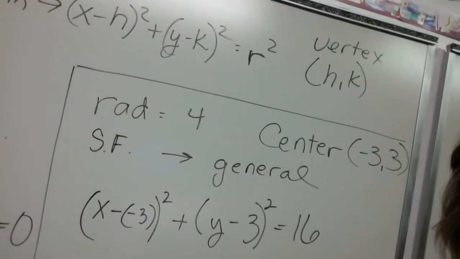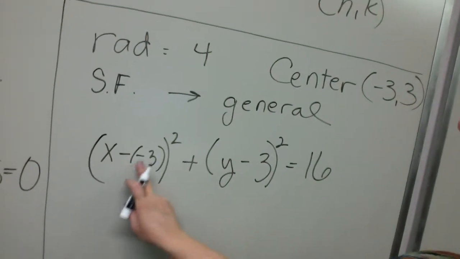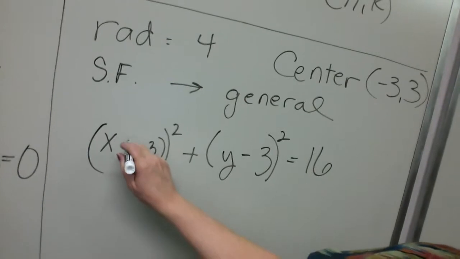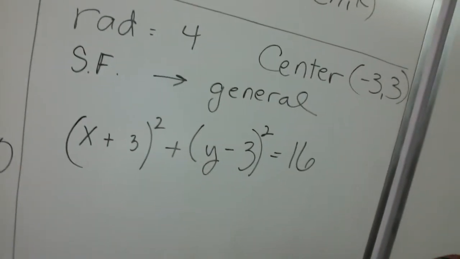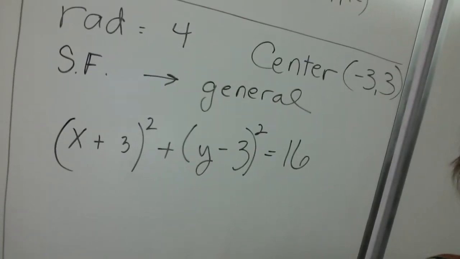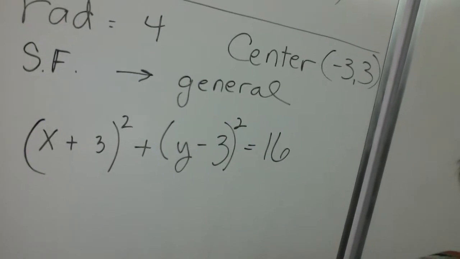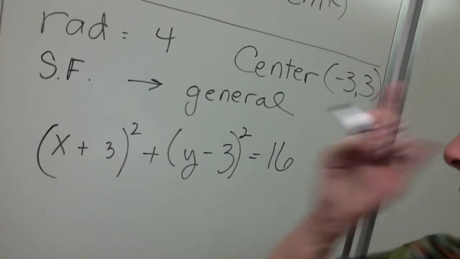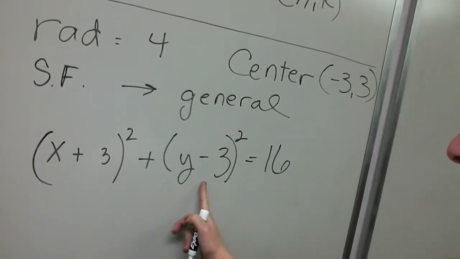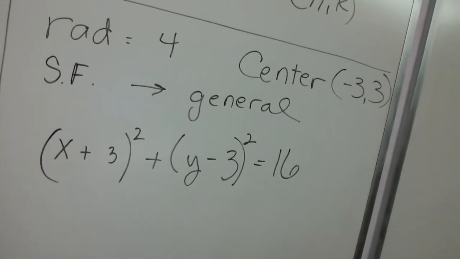Okay, so that's a pretty good standard form, but I'm just going to go ahead and take this minus a minus out and clean it up a little bit. So there's my standard form of this situation with a radius of 4 and a center of (-3, 3). Now I'm going to turn this into the general form, which means I'm going to have to FOIL this out and get this 16 on the other side so that there's a 0.